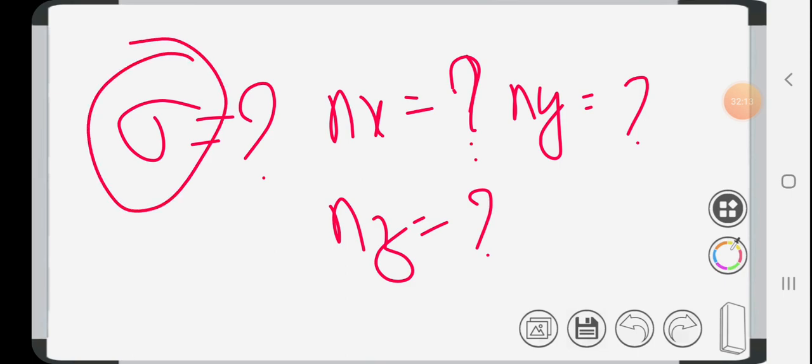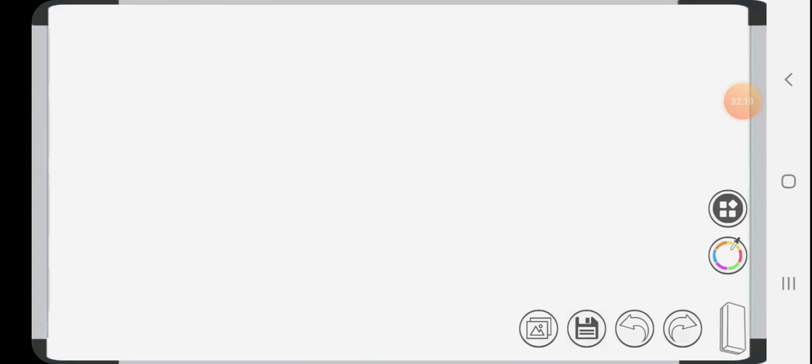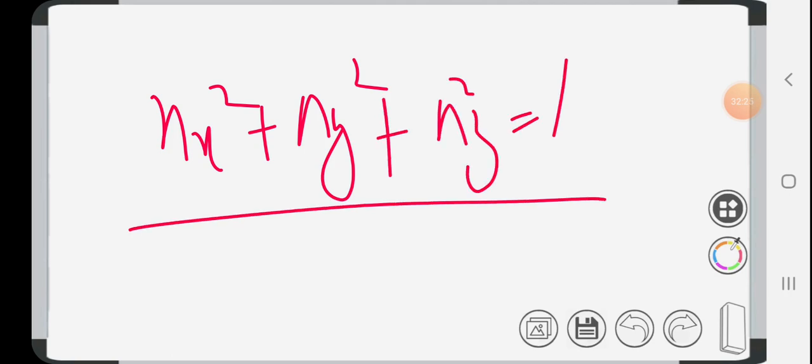So this is the principal stress. These three correspond to the direction cosines of the principal plane. But you know nx square plus ny square plus nz square equal to 1. This identity you should always remember. Okay. So I will show you how to calculate principal stress and principal planes using the determinant method.